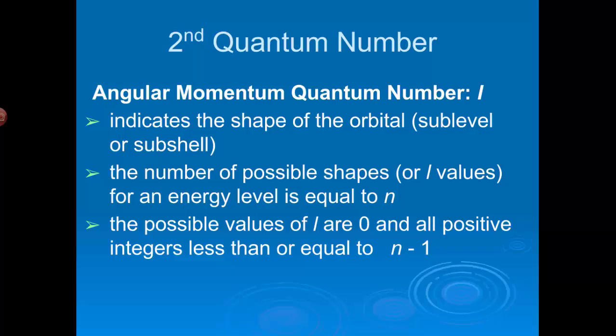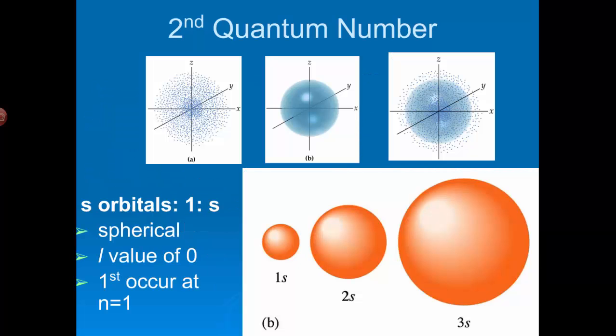To use as an example the second energy level, n equals 2, there are 2 values of L, and the values of L are 0 and 1. Those are the 2 values. So here's an example: 1s, n equals 1. There is 1 value of L. Its value has to be 0. We always start at 0 for L.